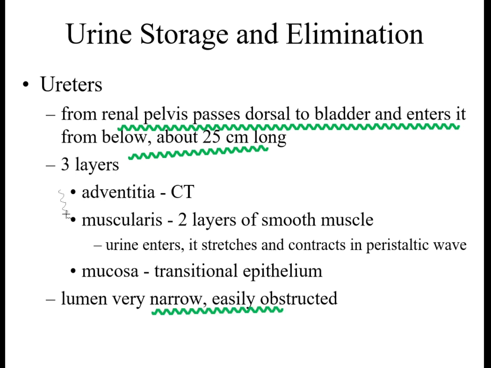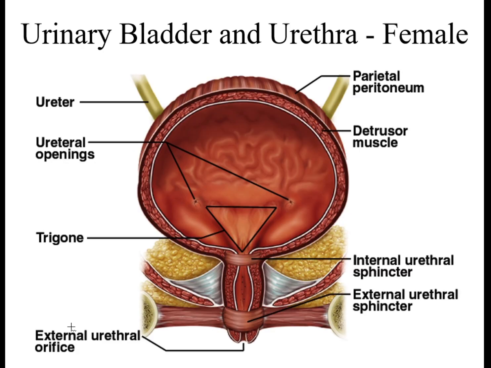So these are the three layers, as you can see here: the adventitia layer, the muscularis layer, and the mucosal layer, right? Here you can see the urinary bladder and urethra in a female. This is the ureter, and this part is the ureteral opening, right? This is the trigone, the triangular area.